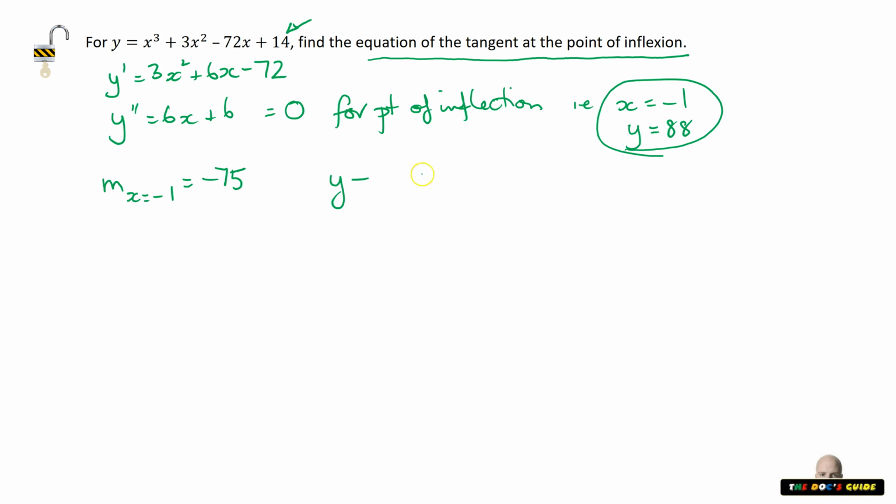So then we come to our gradient point formula. So y minus y1 equals m times x minus x1. So that will be that. So we get 75x plus y. That will be minus 75, and we bring that across. So that'll be minus 13, I think. So that's our equation for the tangent at the point of inflection.